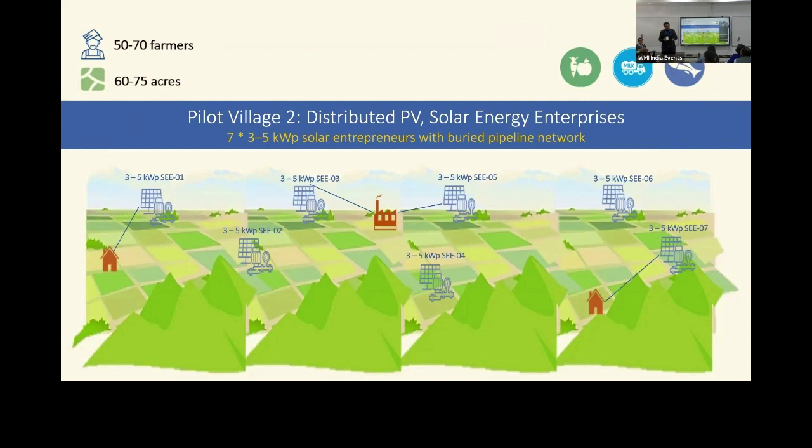We are going to give some enterprising farmers 3 to 5 kilowatt systems, depending on their need and the specificities of the village. And we are also going to give them a network of buried pipes. Through these buried pipes, they will basically offer solar irrigation as a service to other farmers in the village. And because there will be not just one of them, but several of them, they will be competing with each other for the market share.